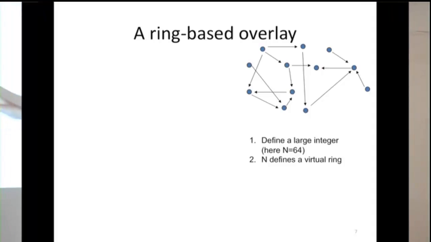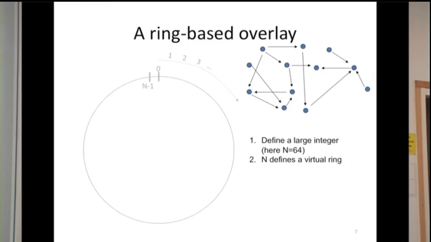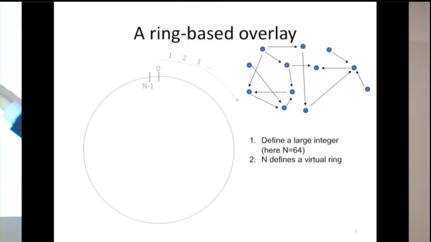And you can perceive this. We call this the identifier space. And then we perceive this as a virtual ring, which starts from 0, increases clockwise, and ends at n-1. That's why it's called a ring overlay, because it has the shape of a ring.